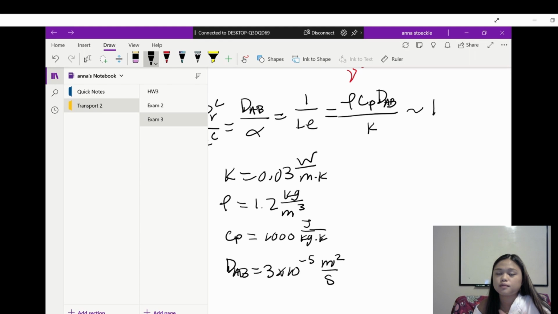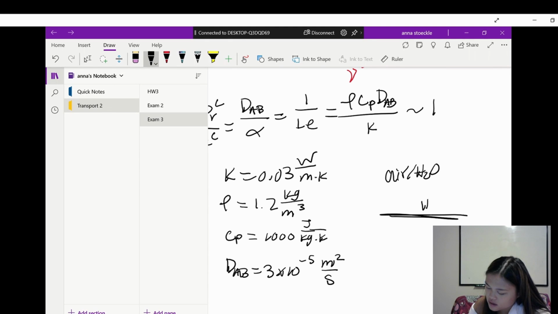So for moist air, it's majority air. There's going to be some water in it, but it's majority air, and that's going to be significant. So it's air and water out here, but at that surface, it's going to be just that water, and it's evaporating through the air into that air and water mixture.